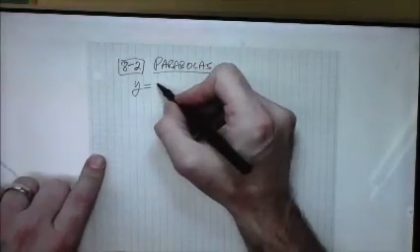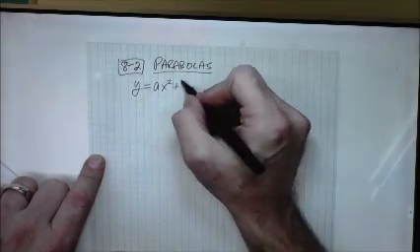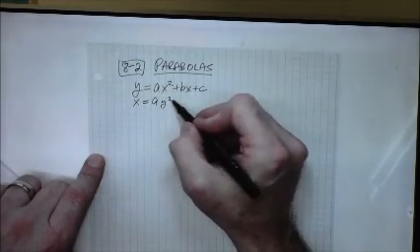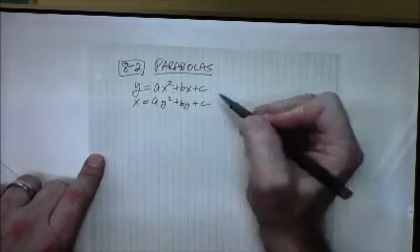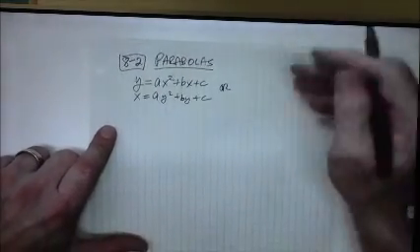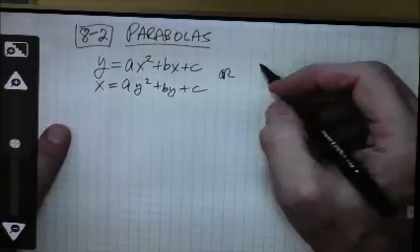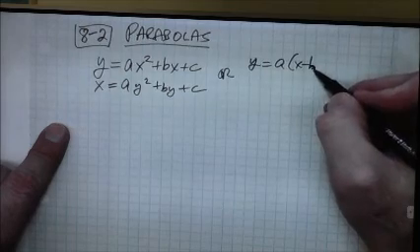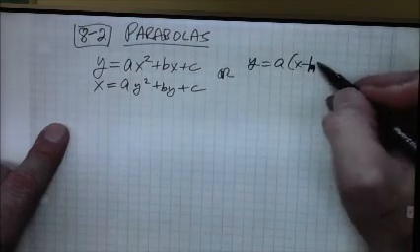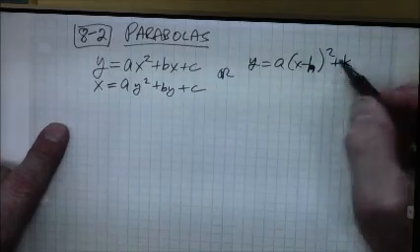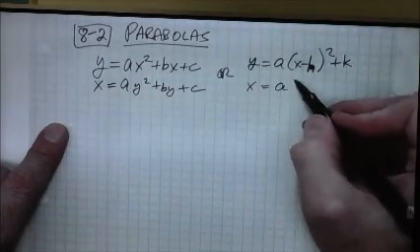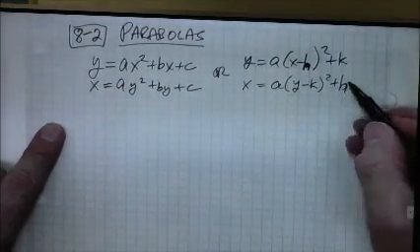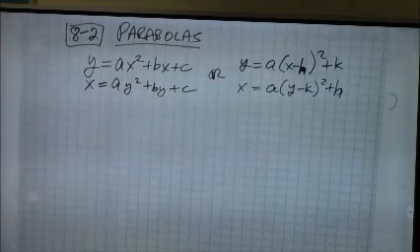Y equals ax squared plus bx plus c. X equals ay squared plus by plus c. Or, I'll write this so you can see them better: y equals a times x minus h, that's an h, it's supposed to be an h, squared plus k. X equals a times y minus k squared plus h. Okay, a bunch of little formulas with it.